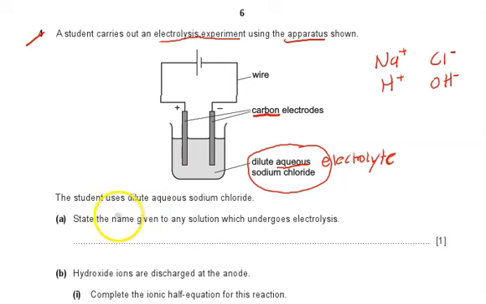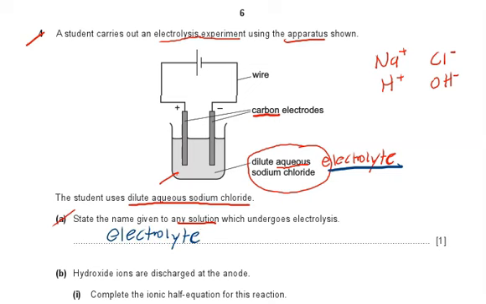Okay, now let us go to the question. Okay, the student uses a dilute aqueous sodium chloride. Okay, state the name given to any solution that undergoes electrolysis. So which means they are asking for the name of this solution. So it is given electrolyte. That is your answer.